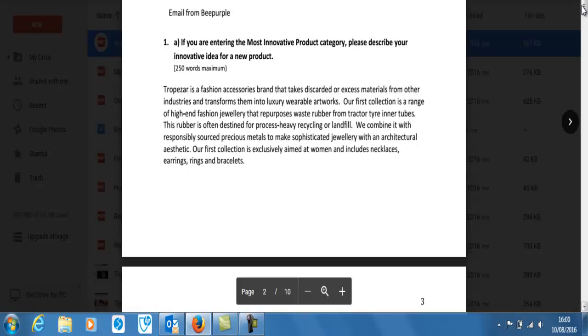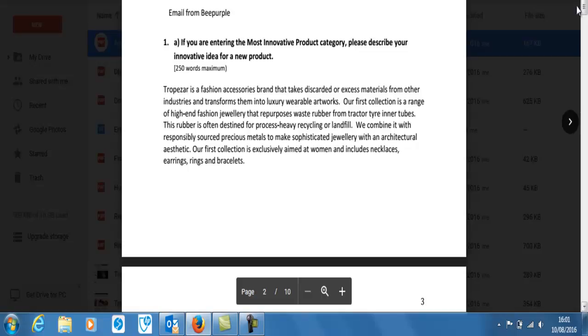So this is a great opening sentence here. What the entrant has written is, Tropazar is a fashion accessories brand that takes discarded or excess materials from other industries and transforms them into luxury wearable artworks. So you can straight away see it's unique because they're taking discarded, upcycling materials and making them into luxury wearable artworks. In that first sentence, you know exactly what they're doing and you know why it's unique. So that's a great start.